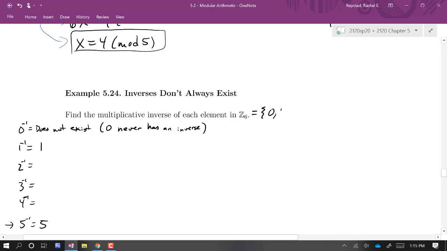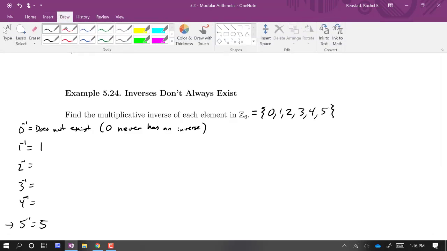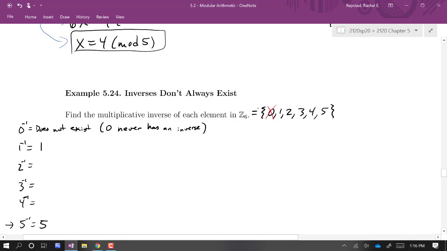So here's Z6. We know that 0 doesn't have an inverse, so that means it's not going to be the inverse of anything. 1 is its own inverse, so it's not going to be the inverse of anything else. And 5 is its own inverse, so it's not going to be the inverse of anything else. If I'm looking for the inverse of 2, it's going to be one of these three.